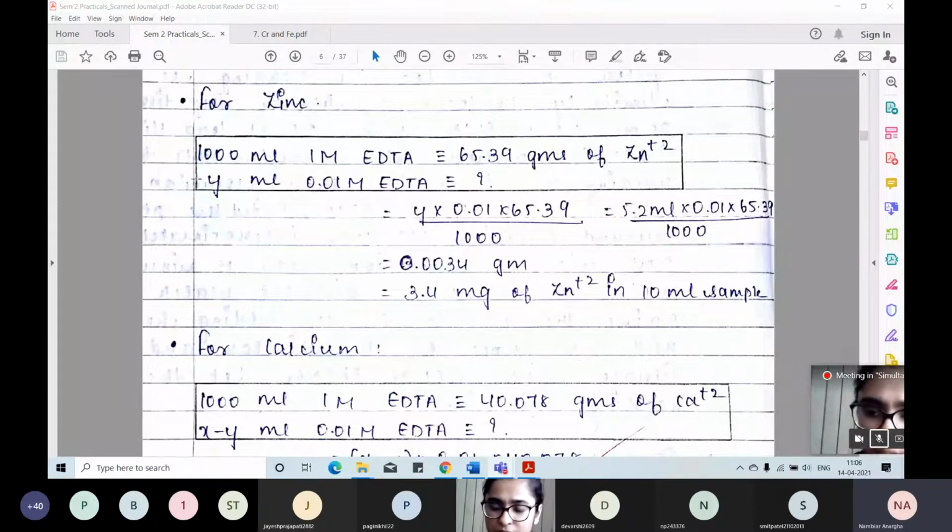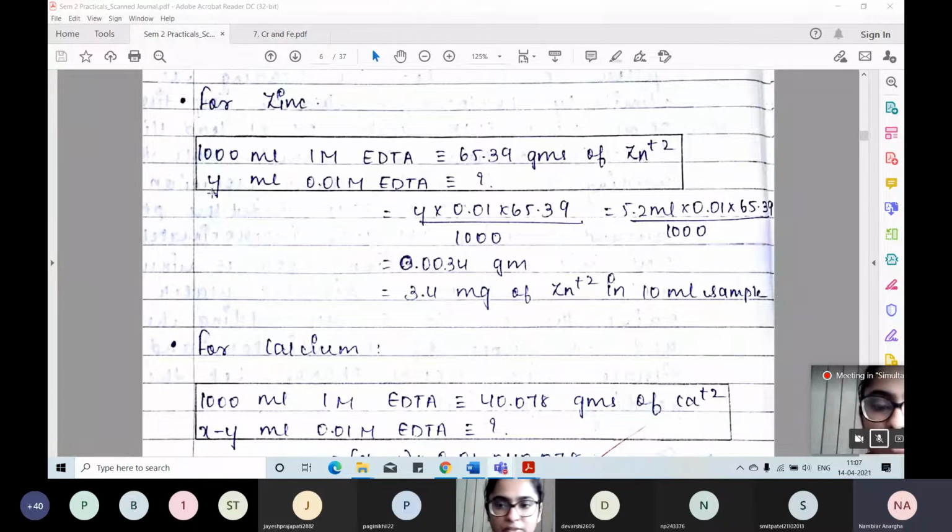So you have a standard equation to find out the value. As you can see, last time you were told how to do the calculation when we want to find out how much of a compound is present. So we have a standard equation. If you have 1000 ml of 1 molar standard EDTA, that is equivalent to 65.39 grams of zinc. This is standard. Now when you performed the practical, the burette reading is in ml, and the EDTA you prepared is 0.01 molar. In that case, how much zinc does it have?